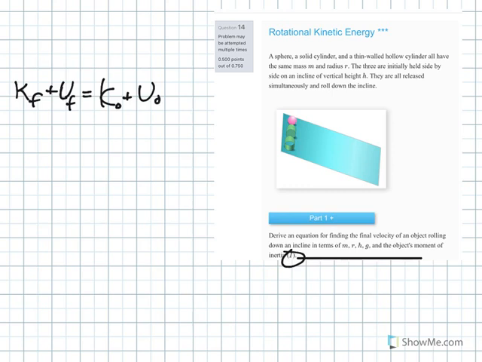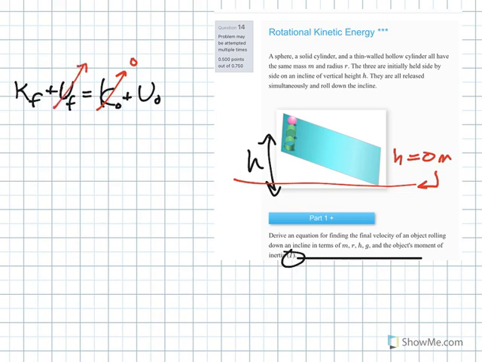All right, so here's H. That's their height, okay? And all of these start off at rest. So the initial kinetic energy is 0. Furthermore, if I define H to be 0 at the bottom of the ramp, then the final potential energy is 0. Right? And so that leaves us with the final kinetic energy is equal to the initial potential energy.